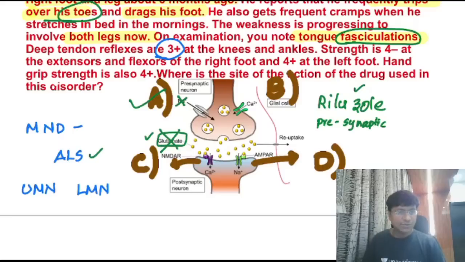I can consider this one of the difficult questions, not a very easy question. First, you should identify the diagnosis. Second, you should know which drug is being used. Third, you should know the mechanism of action of the drug. And fourth, you should know on which particular channels this drug acts. Is it presynaptic or postsynaptic? So the answer is A here: a presynaptic sodium channel blocker, which will inhibit glutamate release.